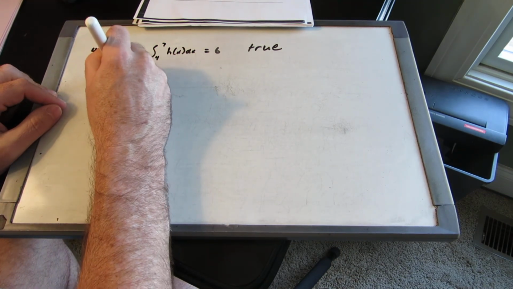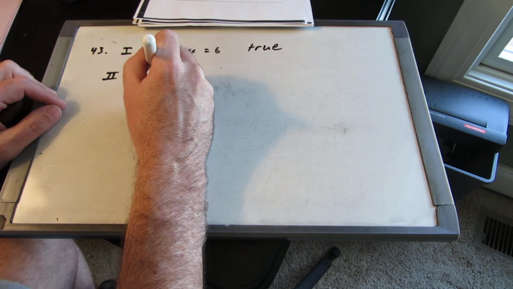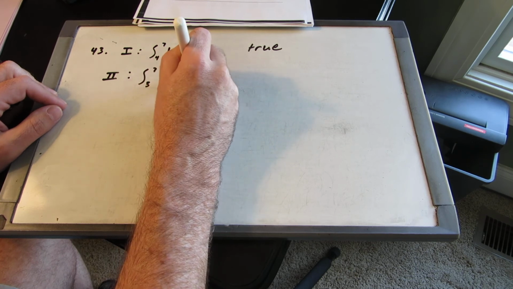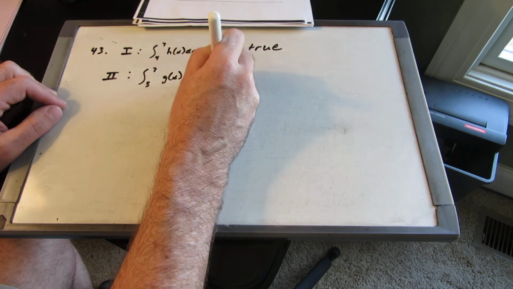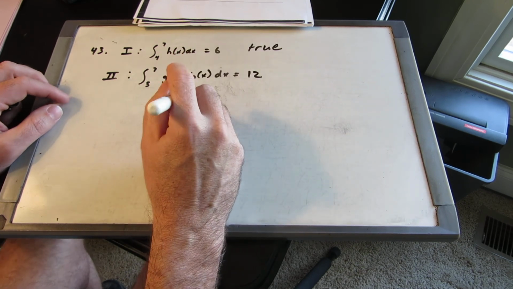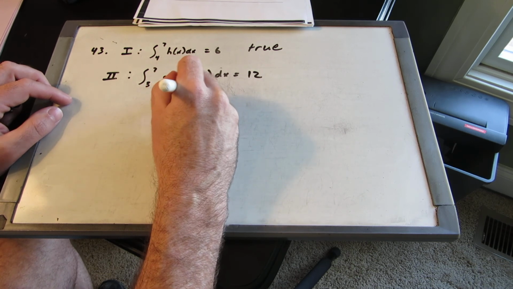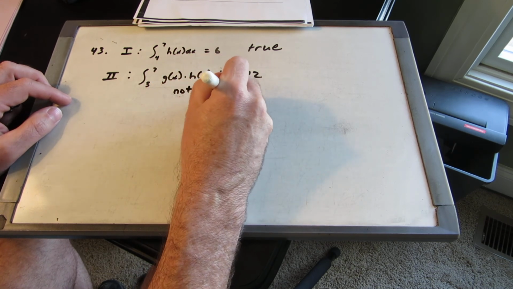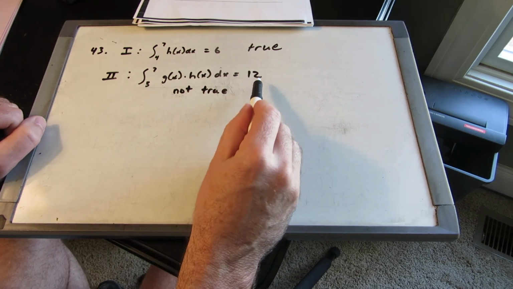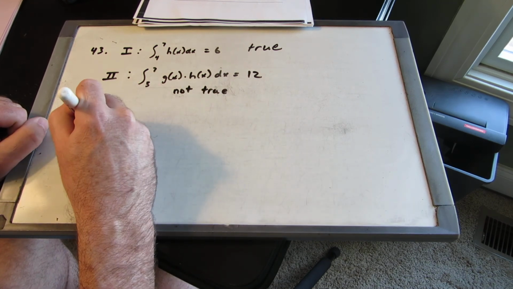All right, number 2. It says that the integral from 3 to 7 of g of x times h of x dx has to equal 12. Well, that is not necessarily true. We don't have any kind of identity for that. So that one is not true. You can't take one function's integral times a whole different function's integral and get the integral of the two together. Those are not equivalent.